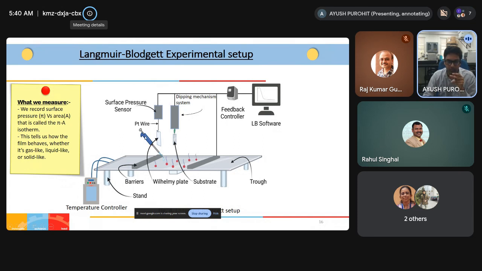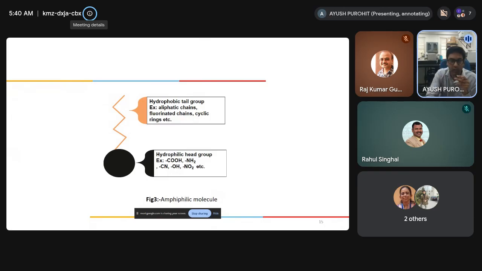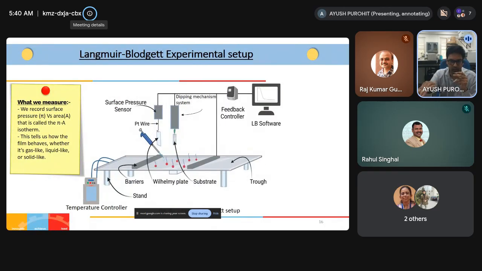And with the help of a micropipette or micro syringe, we pour our amphiphilic molecule, or a molecule that will show amphiphilic behavior, to spread or make a uniform layer on the air-water interface. We can also control the temperature with the help of a temperature controller on this trough. This is the setup of the Langmuir-Blodgett experiment, and we can measure here the pi-A isotherm, that is called the surface pressure isotherm.